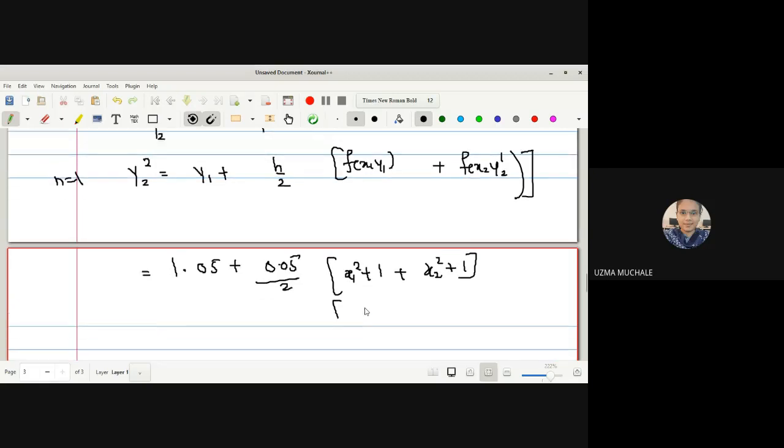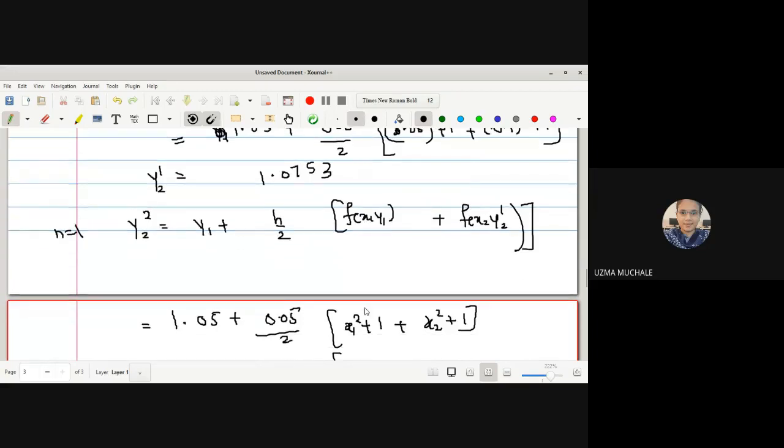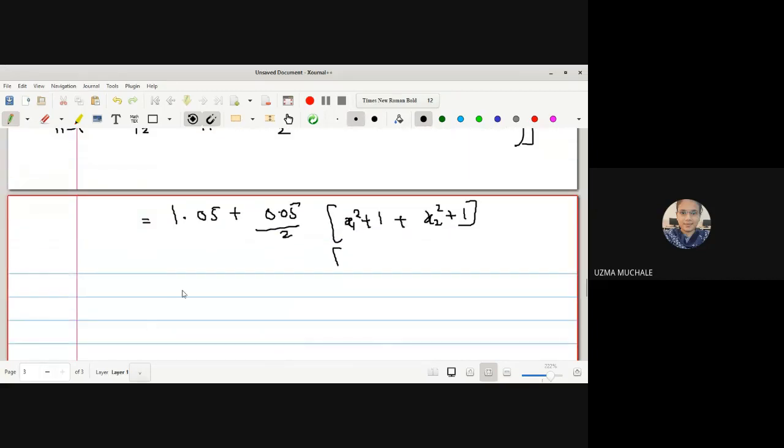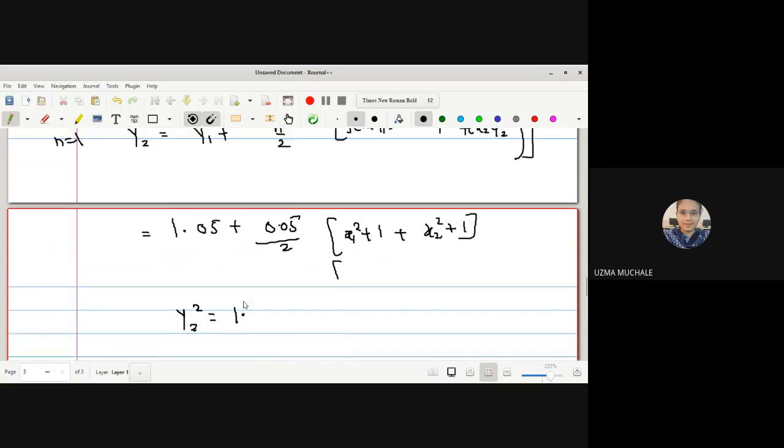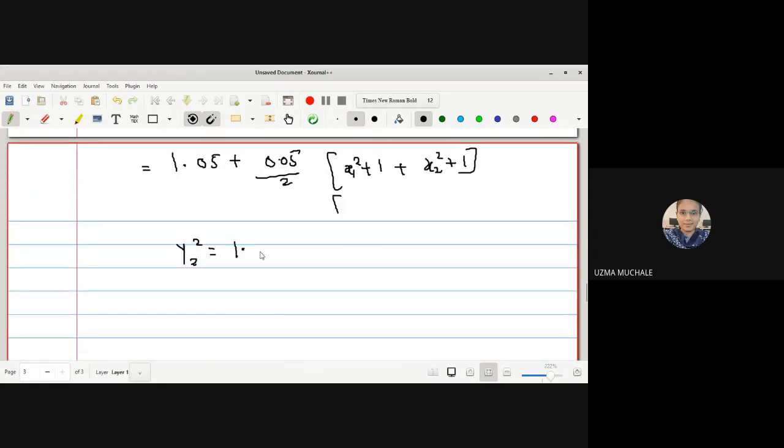And tell me the answer. I hope we are getting the same answer, just like the earlier one. Is y2 equal to whatever she told, it is 1.075? Is it coming? Solve it and tell me.